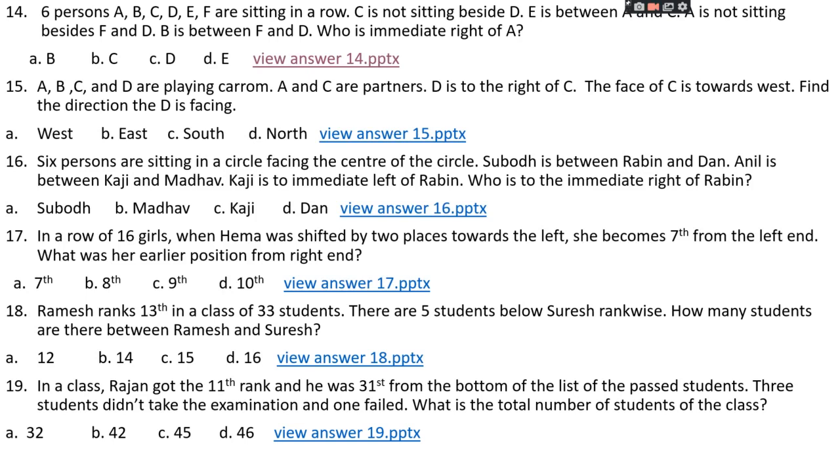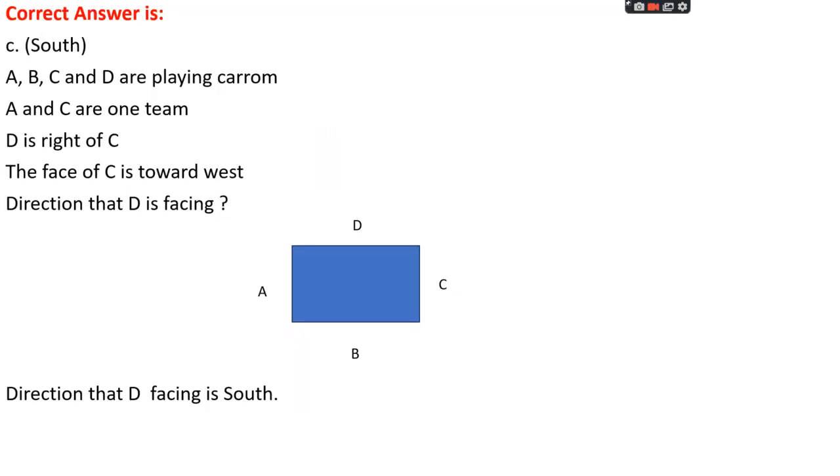Question number 15. A, B, C, D are playing carom. A and C are partners. D is to the right of C. The face of C is toward west. Find the direction D is facing. Option A, west. Option B, east. Option C, south. Or option D, north. The right answer is option C, that is south.